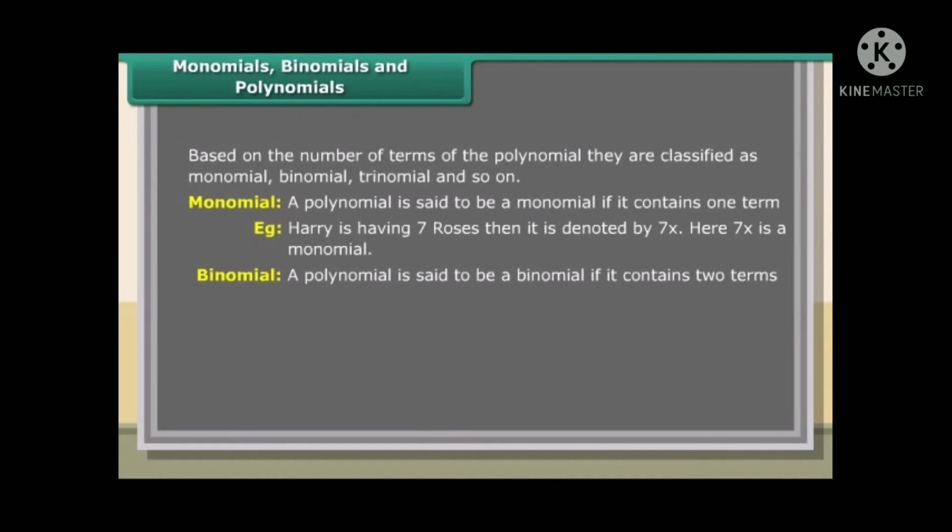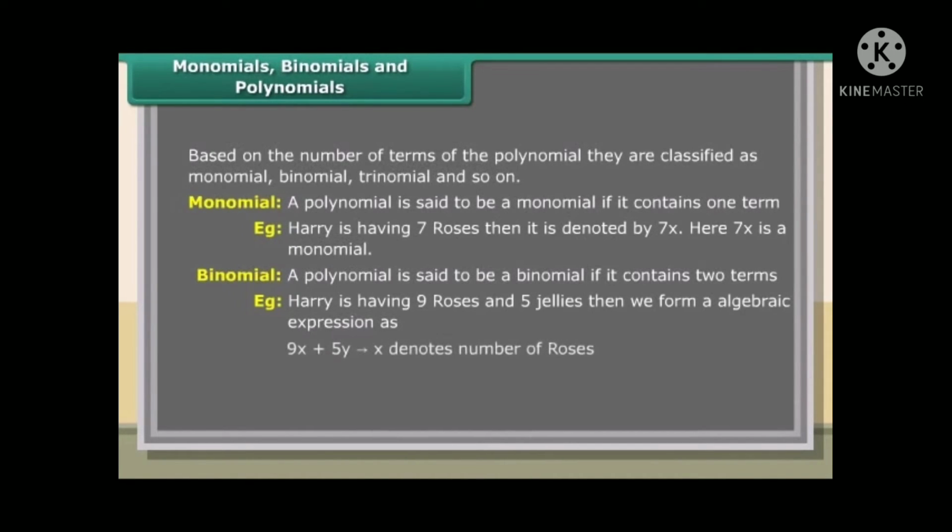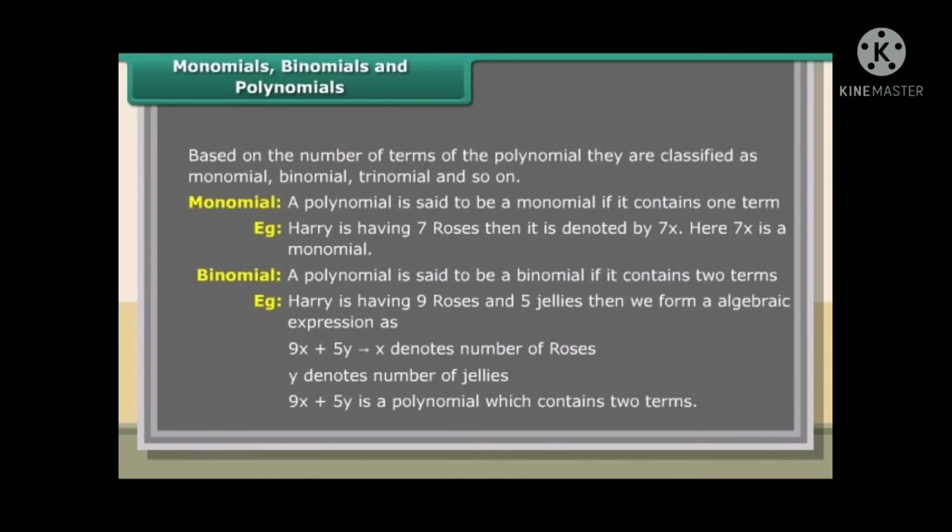Binomial. A polynomial is said to be a binomial if it contains two terms. Example, Harry is having 9 roses and 5 jellies. Then we form an algebraic expression as 9x plus 5y. X denotes number of roses. Y denotes the number of jellies. 9x plus 5y is a polynomial which contains two terms.